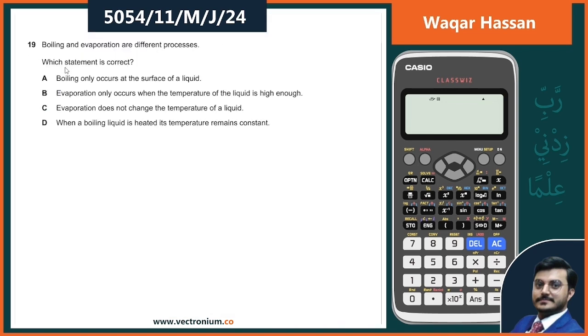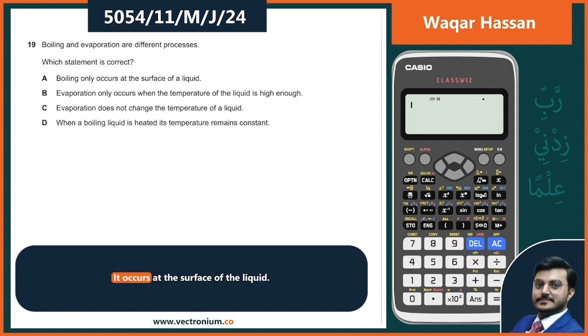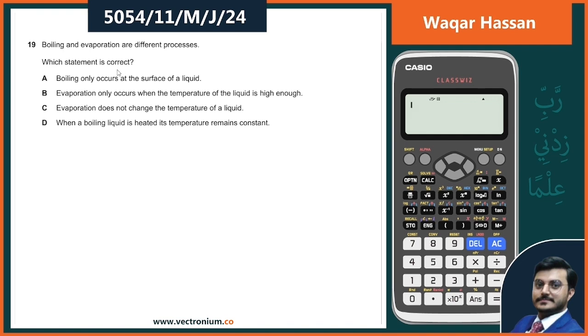Question number 19. Boiling and evaporation are different processes. Which statement is correct? So first let me remind you the definitions of boiling and evaporation. Boiling is the process in which a liquid changes into a gas when it reaches its boiling point. And evaporation is the process in which a liquid changes into a gas at any temperature below its boiling point, and it only occurs at the surface of the liquid. Now let's take a look at the options.